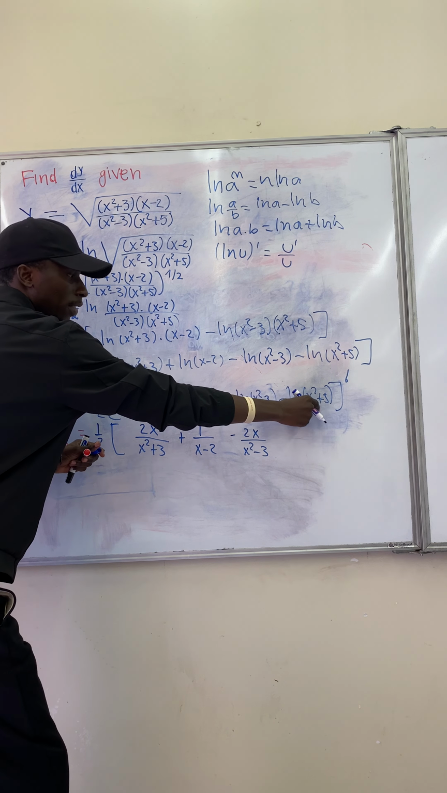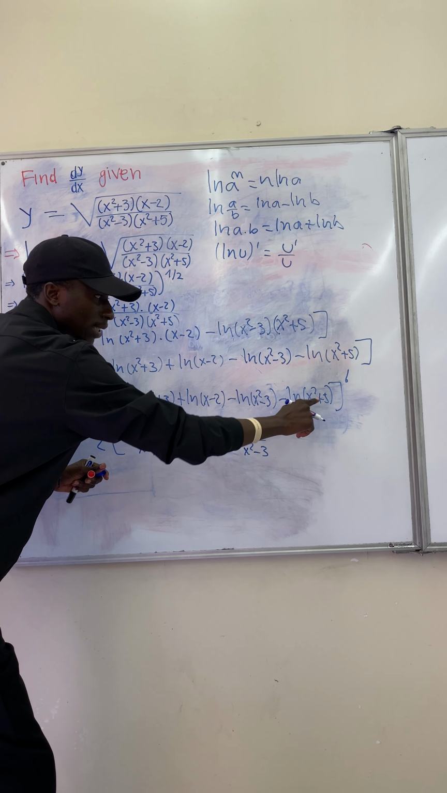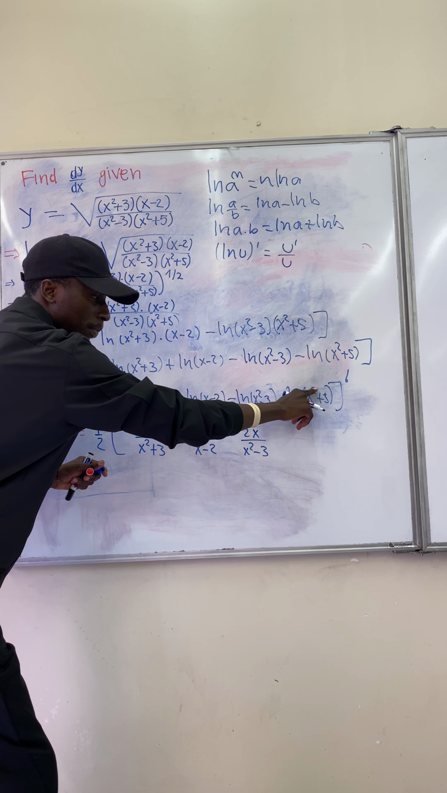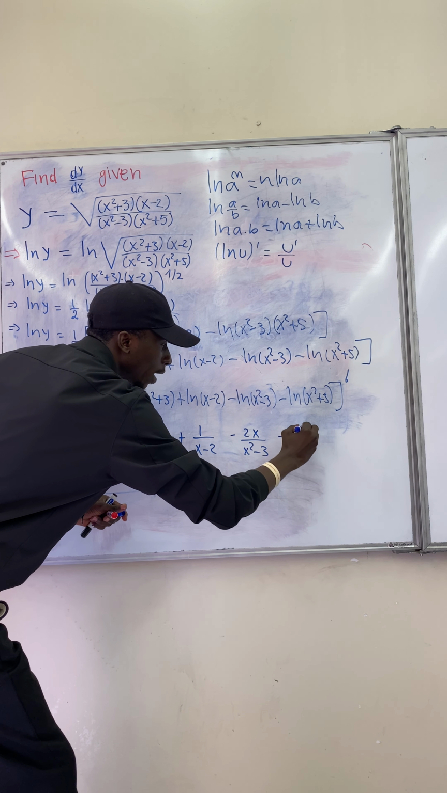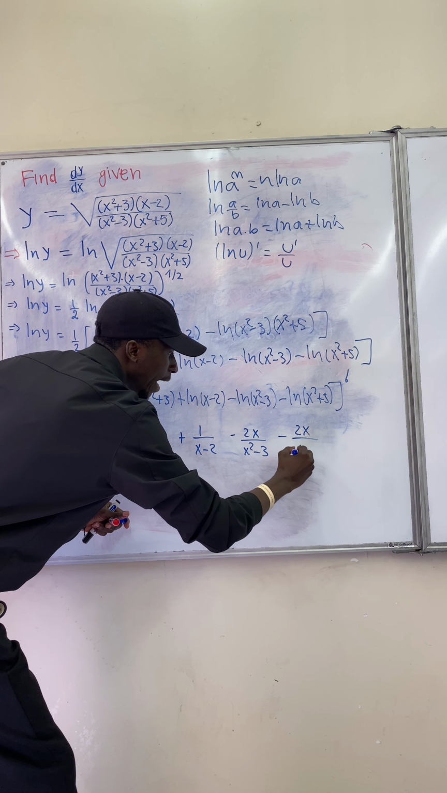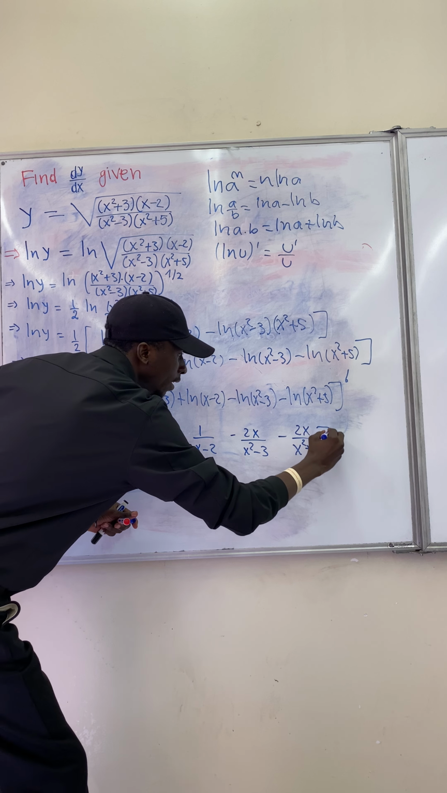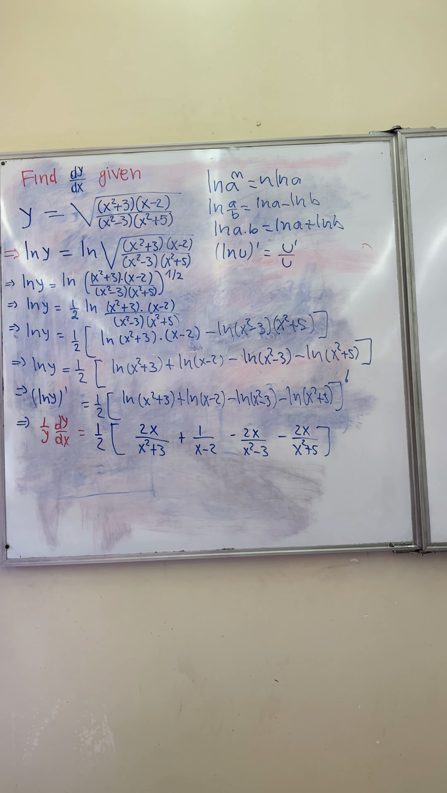What is the derivative of this one? It's also the same. It's a constant, so it is 0. And then we keep 2x. So we're going to have minus 2x divided by x squared plus 5. So now, what was the question? The question is to find dy dx. So now let's solve for dy dx.